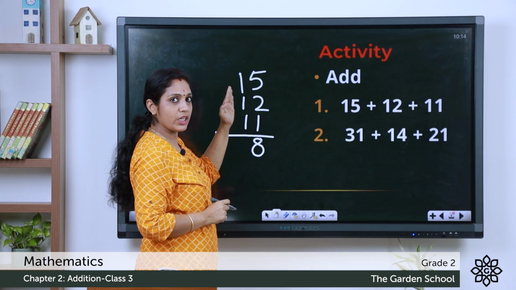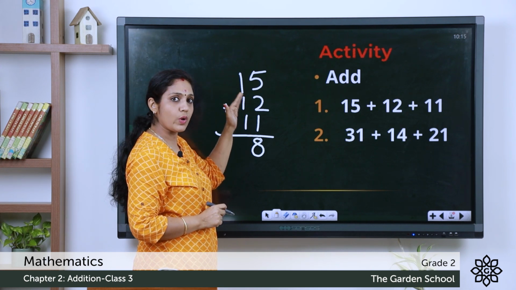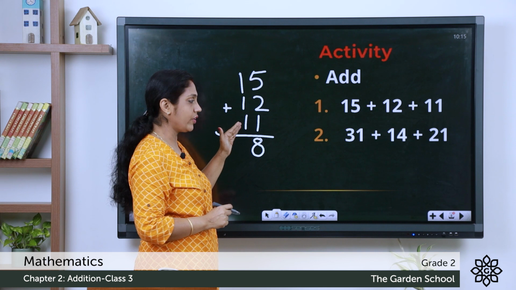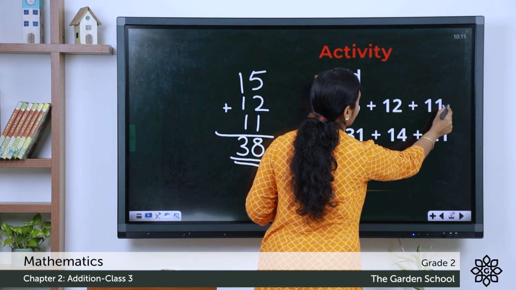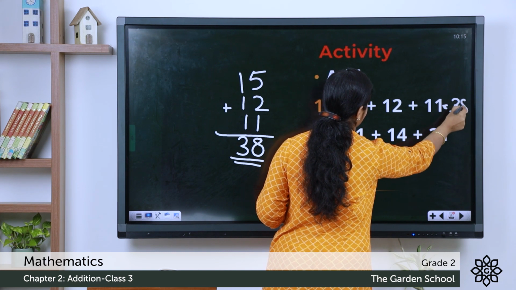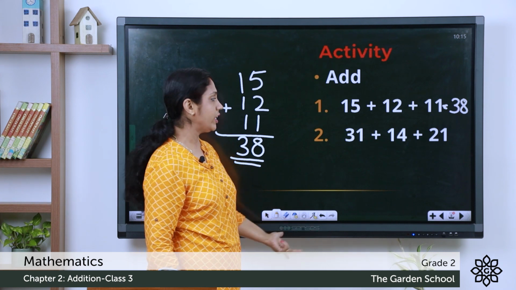And now, we will move on to the tens place. We have 1 plus 1 plus 1. So, 1 plus 1, 2. 2 plus 1, 3. So, the answer is 38. Second question, 31 plus 14 plus 21.